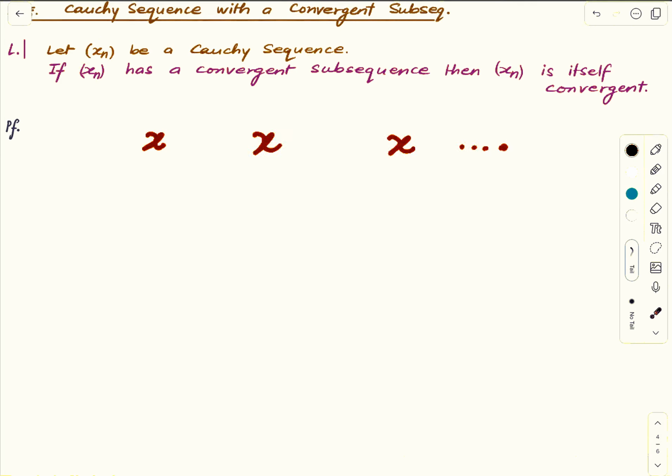Now, by the Cauchy condition, ultimately or beyond a certain time, any two elements of the sequence are close, and hence in particular, any element of the sequence is close to this number. And that is what establishes the convergence of the Cauchy sequence. So this informal reasoning is what we will make precise. Okay. So start with a convergent subsequence.